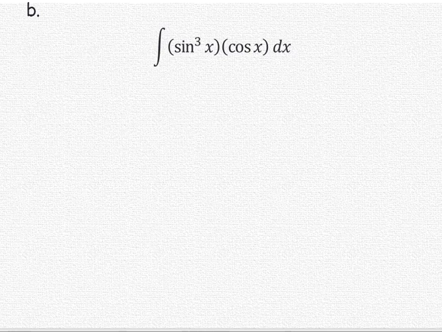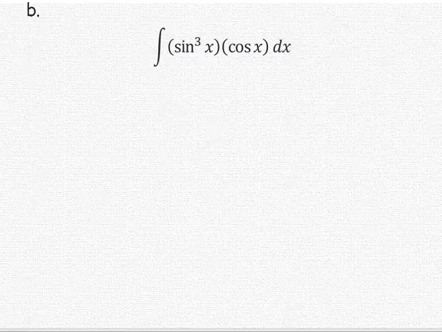The problem we have has trig functions, as you see, cosine and sine. What can you tell, which one is more complicated? Definitely the one with the power 3, right? The one with the power 3.